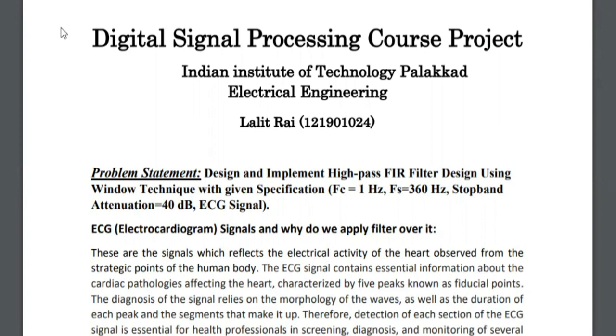What are ECG signals and why do we apply a filter over them? These are the signals which reflect the electrical activity of the heart, observed from strategic points of the human body. The ECG signal contains essential information about the cardiac pathology affecting the heart.